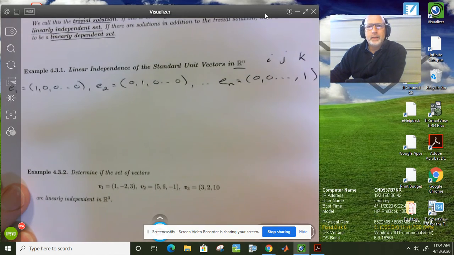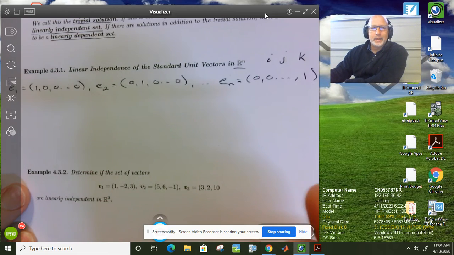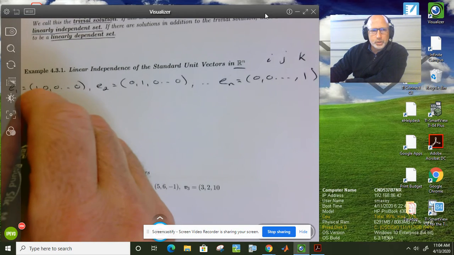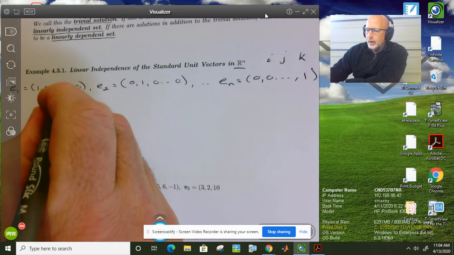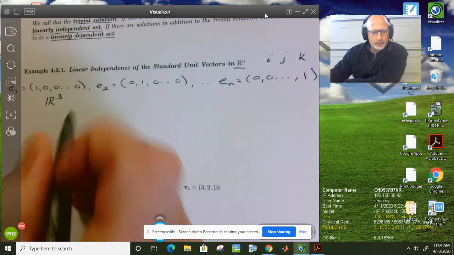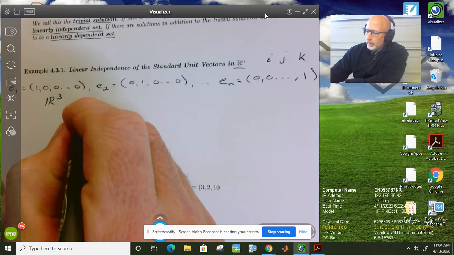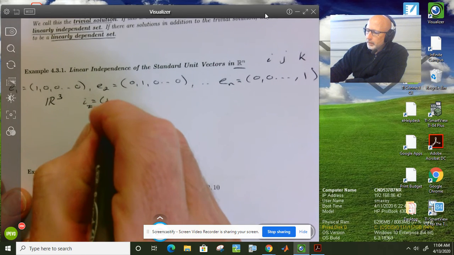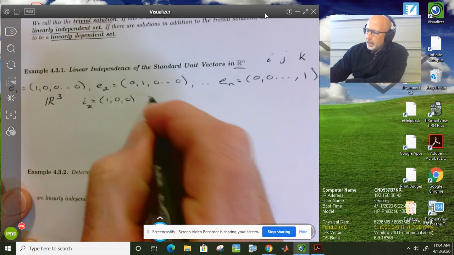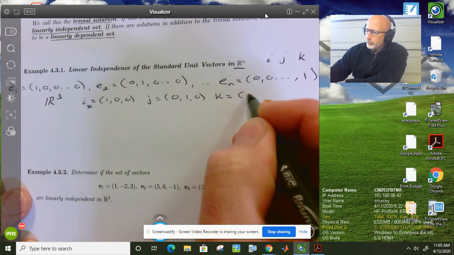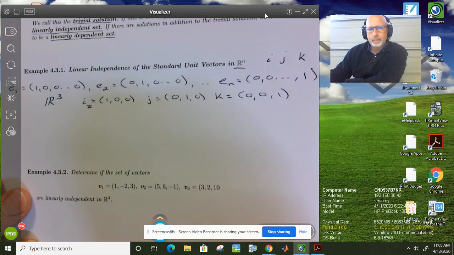Okay, so this set of vectors forms what's called a linearly independent set. Now why is it the case? I'm actually not going to show it in Rn. I'm going to show why it is so in R3. So if you consider the vectors i, j, and k, so i is the vector 1, 0, 0. j is the vector 0, 1, 0. And k is the vector 0, 0, 1.